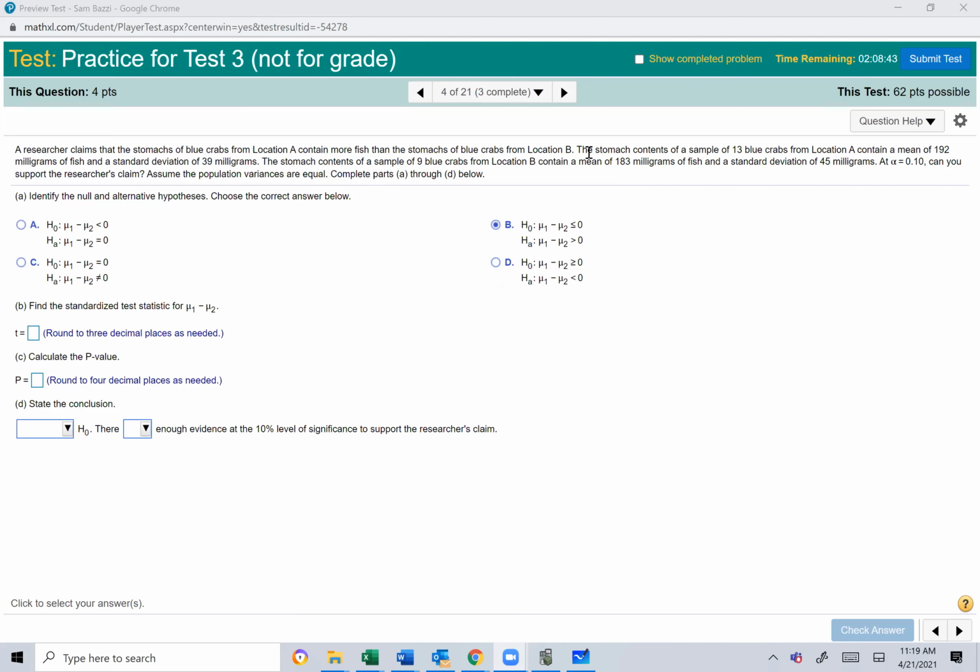Okay, the stomach contents of a sample of 13 blue crabs from location A contain a mean of 192 milligrams of fish and a standard deviation of 39 milligrams. It's talking about a sample. The stomach contents of a sample of 9 blue crabs from location B contain a mean of 130 milligrams and a standard deviation. At alpha equals 10%, can you support the researcher's claim? Assume that population variances are equal. You see, guys, he's giving you a hint. This is a 2-sample t-test. When he says assume population variances are equal, let me see on the screen, come back.